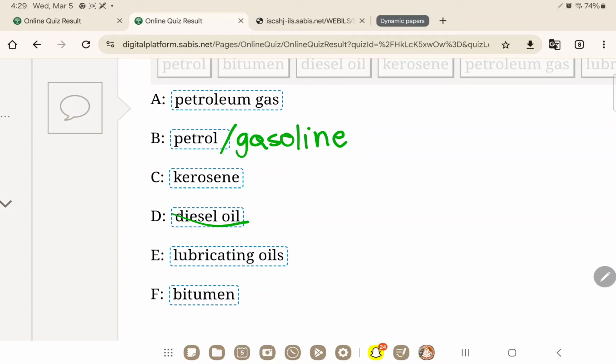Now, so okay, yeah, so it's naphtha for no, and it's fuel oil for for, but they didn't put them here. It's supposed to be this, then petrol or gasoline, then naphtha, kerosene, diesel oil, fuel oil, then lubricating, then bitumen. So yeah.